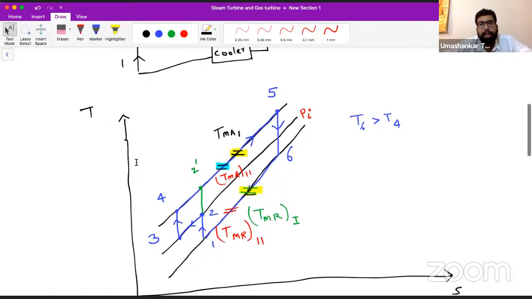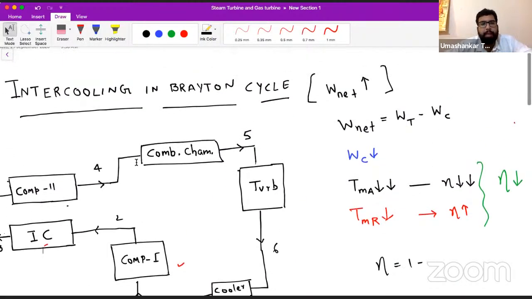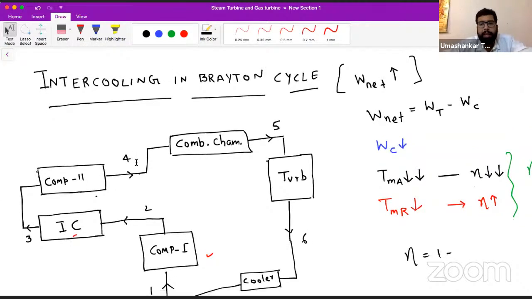What we have made, and this is the observation: when we do intercooling in the Brayton cycle, our net work done increases. How does our net work done increase? Because by using intercooling, or by compressing the air in two stages, our work done in the compressor reduces, so the net work done increases.